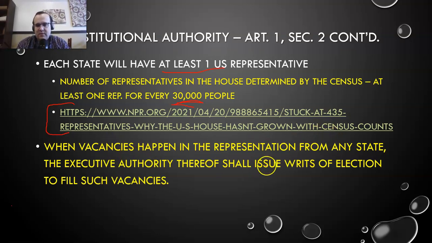And when vacancies happen in the representation from any state, the executive authority thereof shall issue writs of election to fill such vacancies. Okay, all that means is the governor, the executive, is going to schedule a special election to figure out what person is going to fill the term of the representative who might have died, become incapacitated, or simply resigned. The representatives are meant to work for us. Really, the whole government's meant to work for us, so a special election needs to be held to figure out what we want.